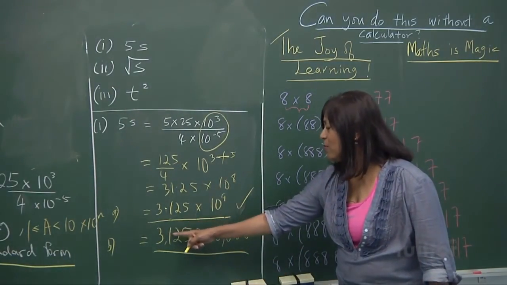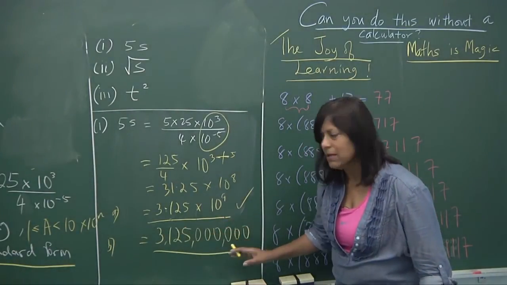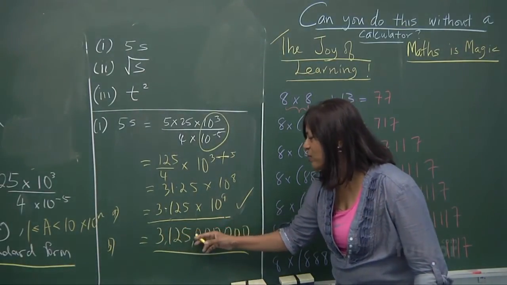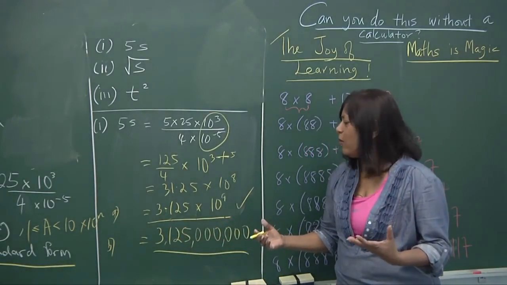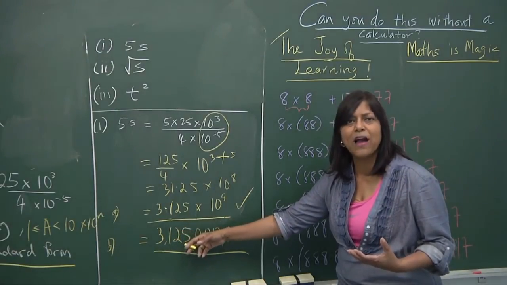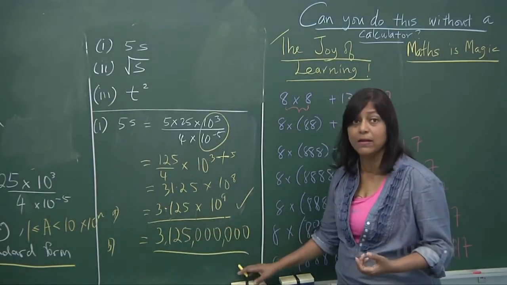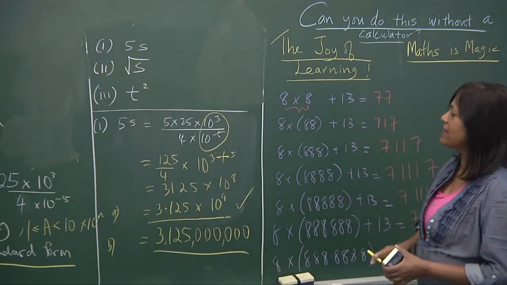It's 3,125 million, because the 6 zeros tell us million. Or you can say 3,125 million. You look at that. It's huge. Now let's look at the next sum.